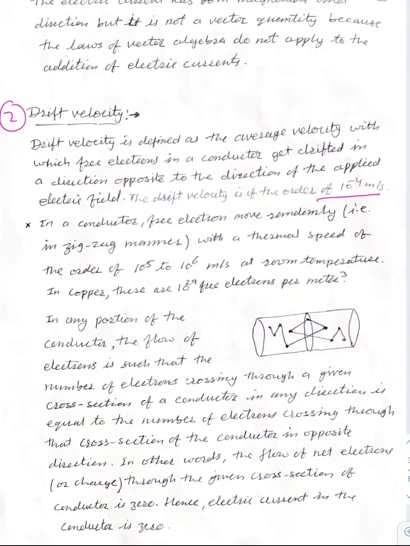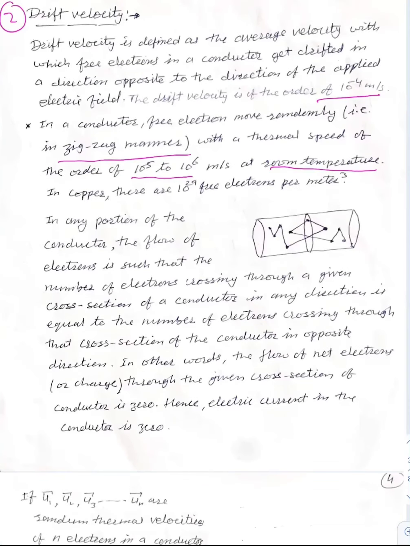In a conductor, free electrons move randomly, that is, in a zigzag manner, with a thermal speed of the order of 10^5 to 10^6 meter per second at room temperature. In copper, there are 10^29 free electrons per meter cube.